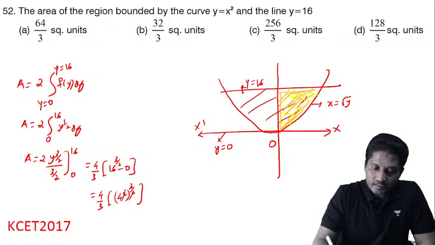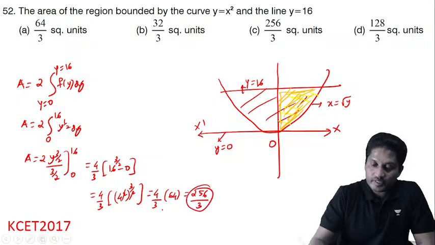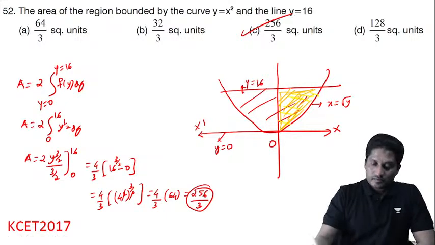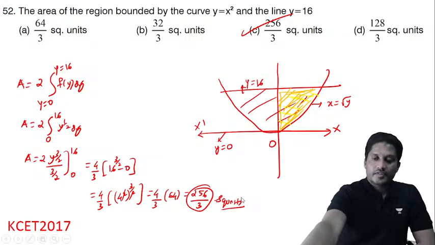Okay, I'm going to cancel this. Get 4 by 3. 4 cube is 64, right? 64 into 4 is 256. 256 by 3 square units. Answer is option C only, guys. Okay, let's move to the next question.